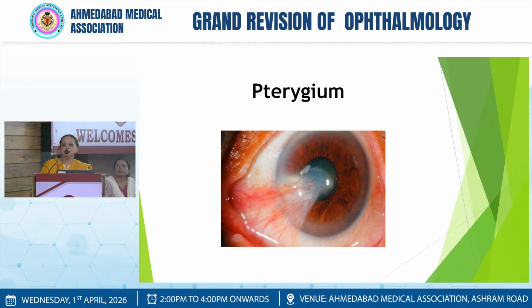This is a case of pterygium, which is a triangular wing-shaped structure situated over the cornea, encroaching from the bulbar conjunctiva, most commonly on the nasal side. More seen in persons who are exposed to dry, sunny climates, who are working in the open in the sun.